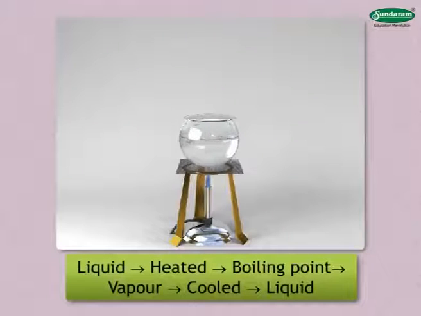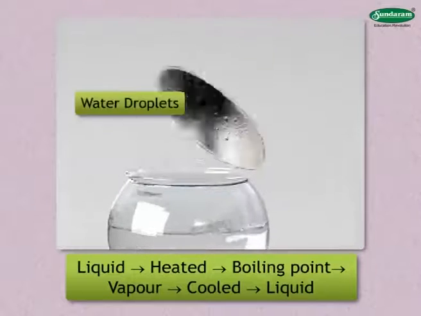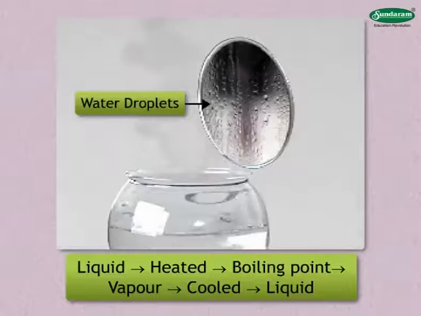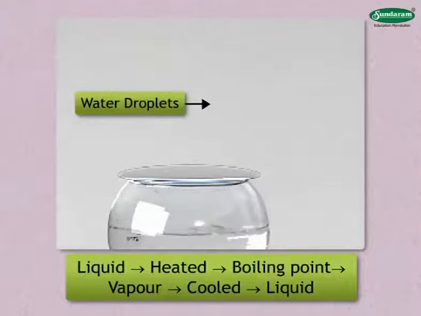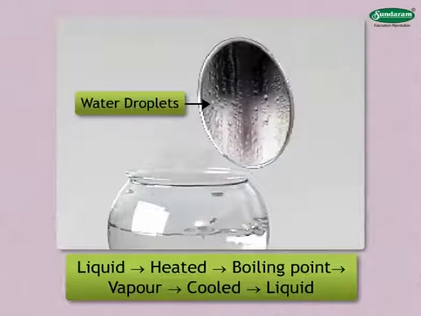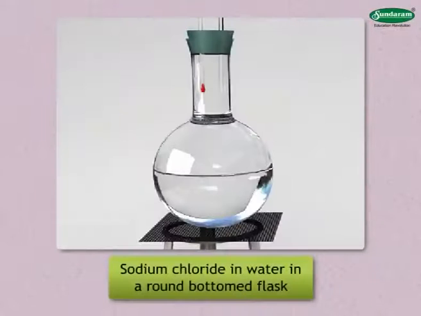Now we shall learn a new concept, that is, distillation. Distillation is the process in which a liquid is first heated up to its boiling point and then its vapor is cooled to obtain the liquid again. Let us try this experiment to understand the concept of distillation in a proper way. Take a solution of some common salt, that is, sodium chloride in water, in a round-bottomed flask.